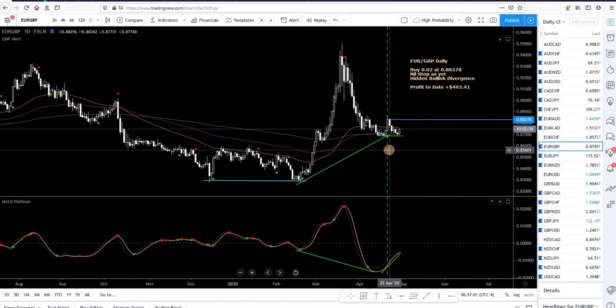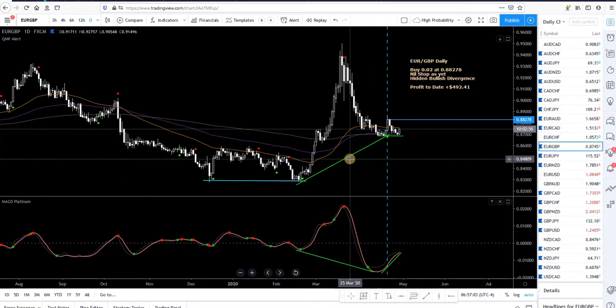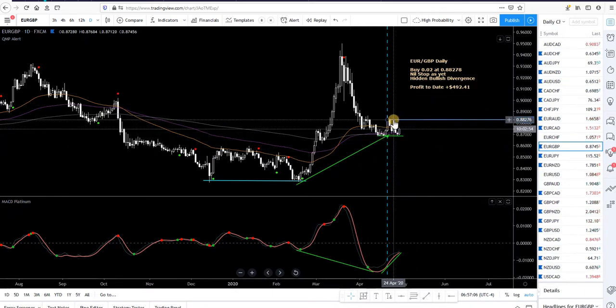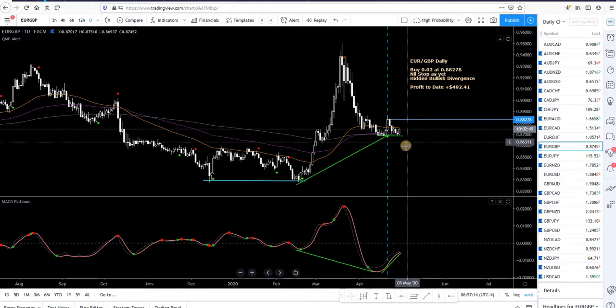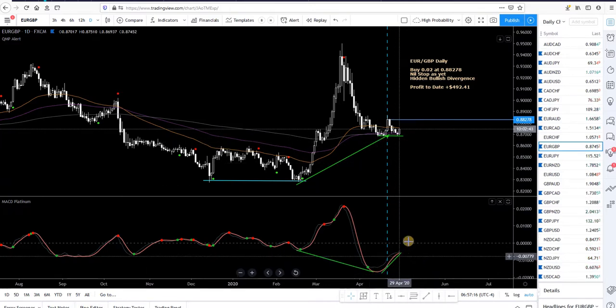Euro Pound. I took a buy here based on, you can read my notes, hidden bullish divergence. It's gone against me right from the get-go. Starting to recover a bit now. I've drawn a support level or possible double bottom. Regular bullish divergence. Hopefully it'll head up.